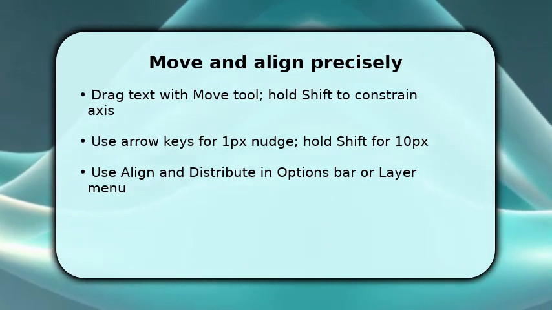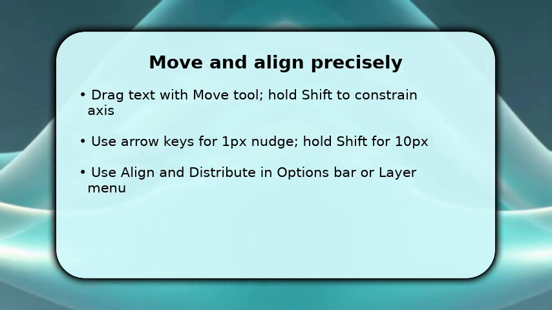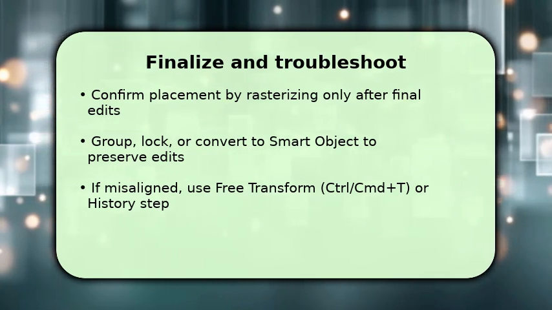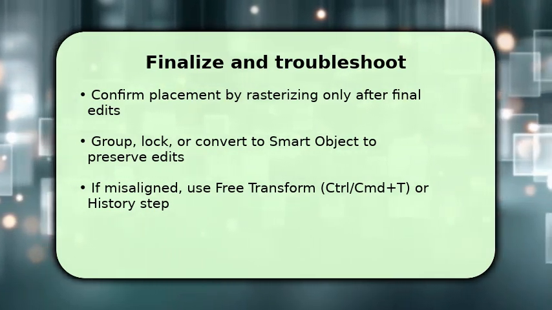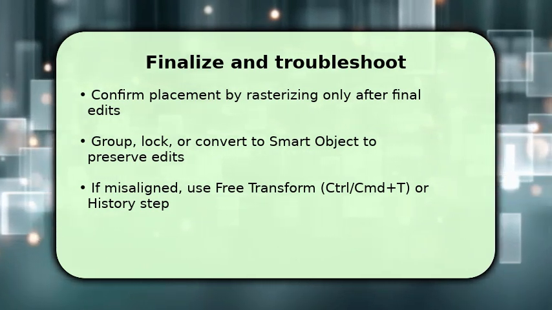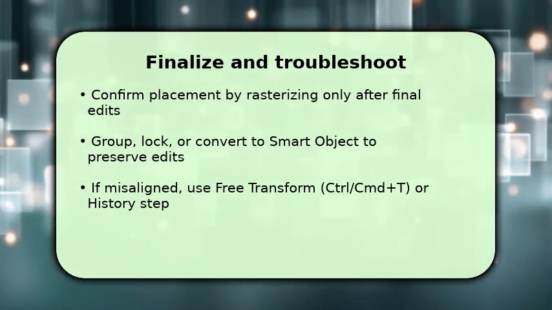When you're satisfied, finalize the position by grouping or locking the layer to prevent accidental shifts. Convert to a smart object if you plan more transforms. If you need to scale or rotate, use Free Transform, Control or CMD+T, and press Enter to apply.